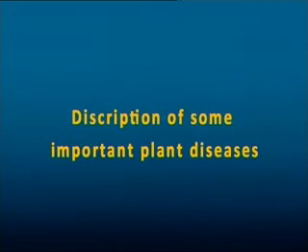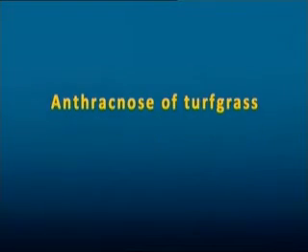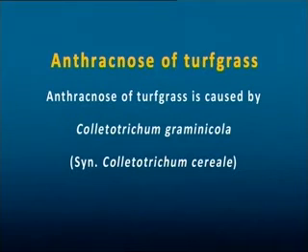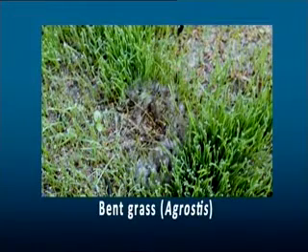Now, description of some important plant diseases caused by this genus. Anthracnose of turfgrass. Anthracnose of turfgrass is caused by Colletotrichum graminicola, also called Colletotrichum cereale. A number of turfgrass species are host to this pathogen, but anthracnose is more common disease of annual bluegrass, Poa annua, and bent grass, Agrostis species.